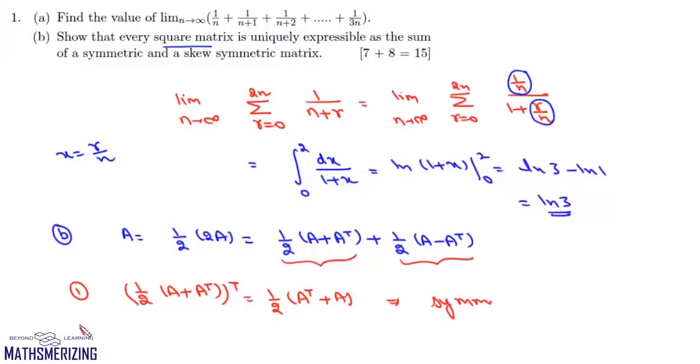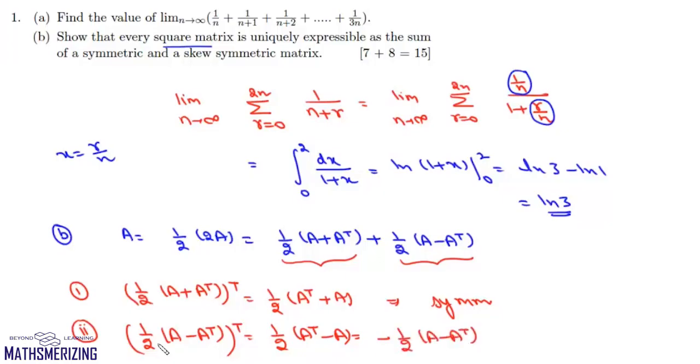And for the second one, we can write this as 1 by 2 (A minus A transpose), and if we take the transpose of this matrix, we can write this as 1 by 2 (A transpose minus A), which is minus 1 by 2 (A minus A transpose). Now when A transpose is minus A, this matrix is skew symmetric matrix.